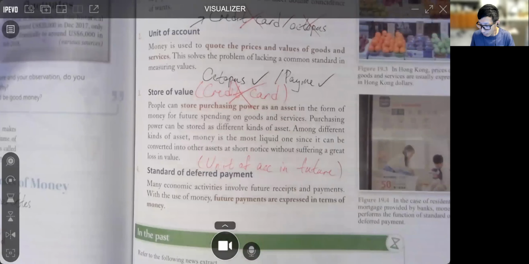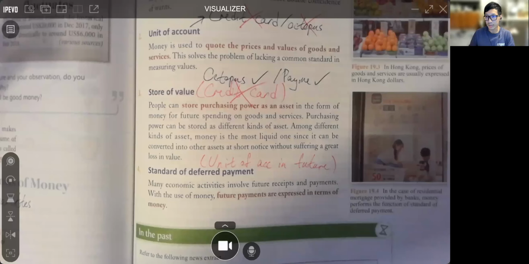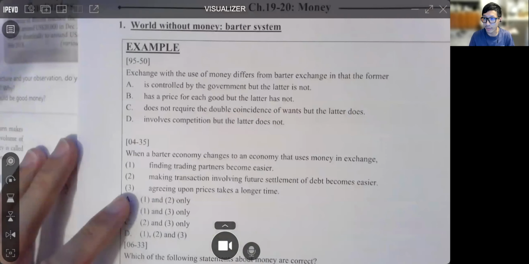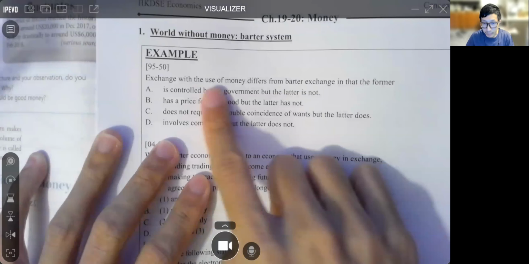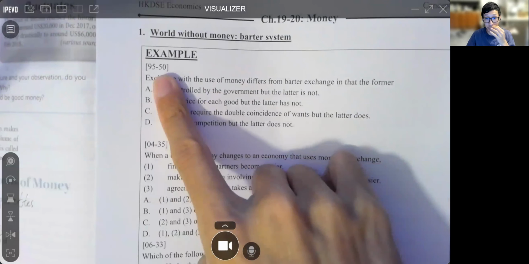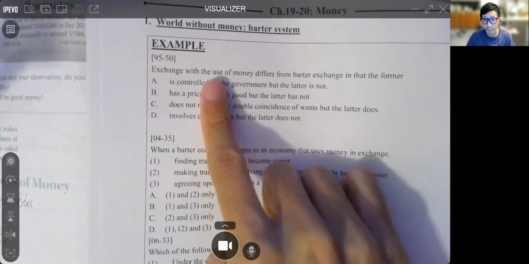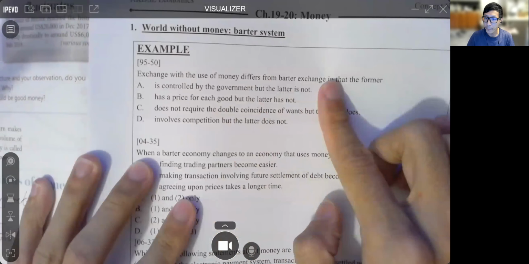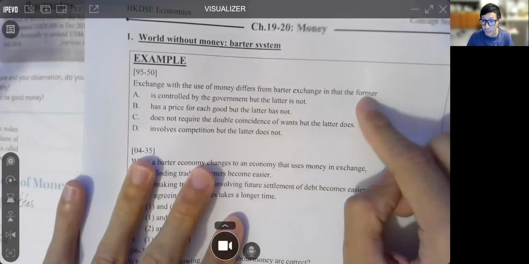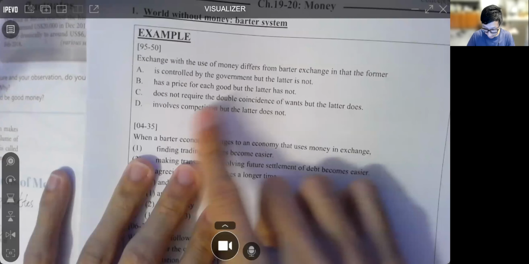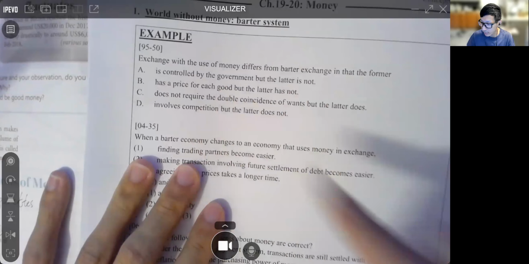Now let's move on very quickly. Now for X3, you have the new set of notes, right? Now let's look at some past papers, on barter and on definitions, functions of money. OK, 好吧，望望啦。嗱，好遠之前啊，1995年嘅題目啦。Exchange with the use of money differs from barter exchange in that the former, 記住 former, 即係講緊 use of money 啊。Use of money is controlled by the government, but the latter is not.